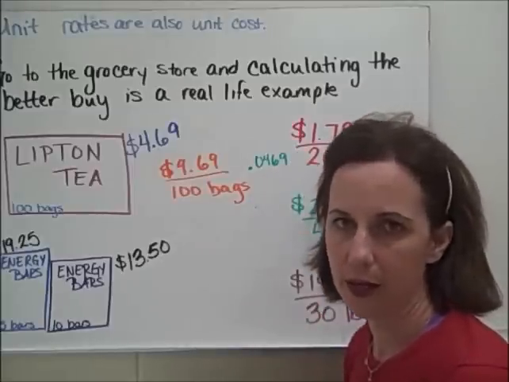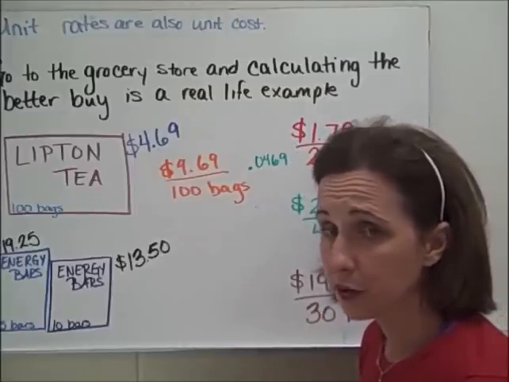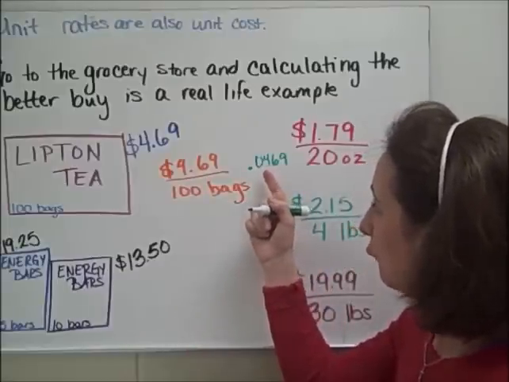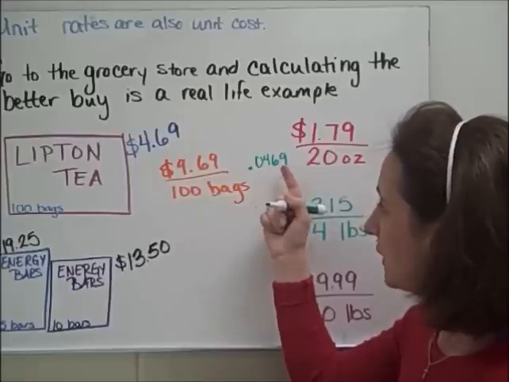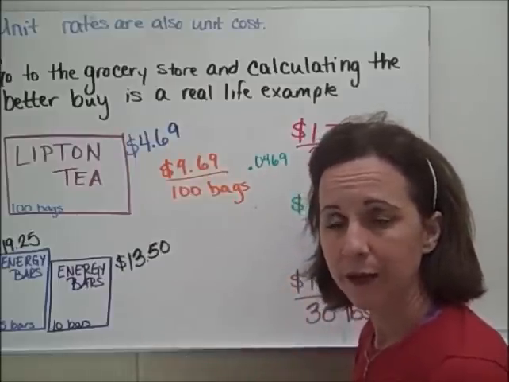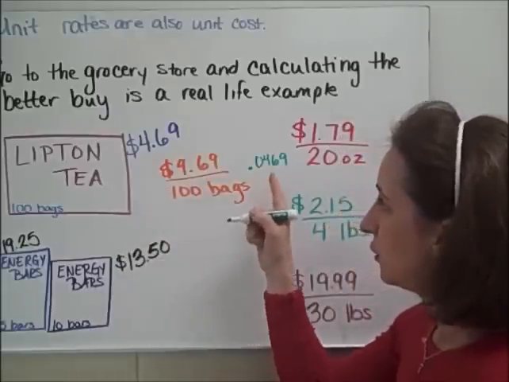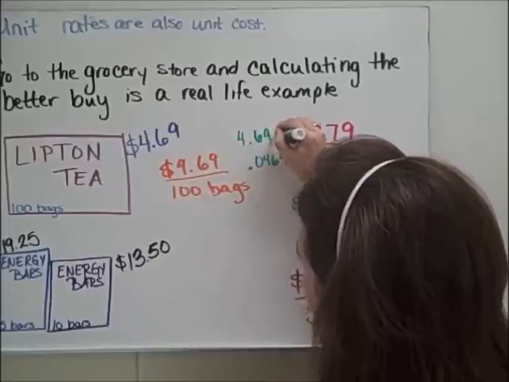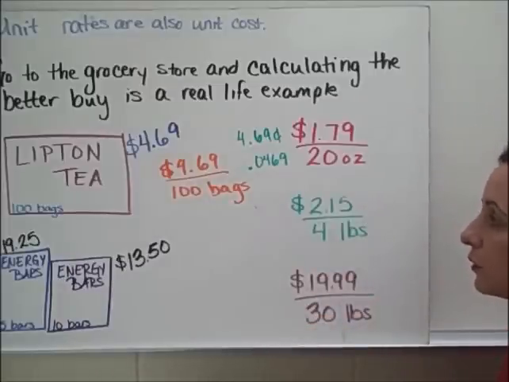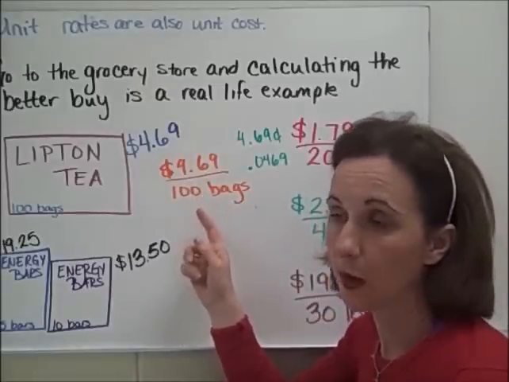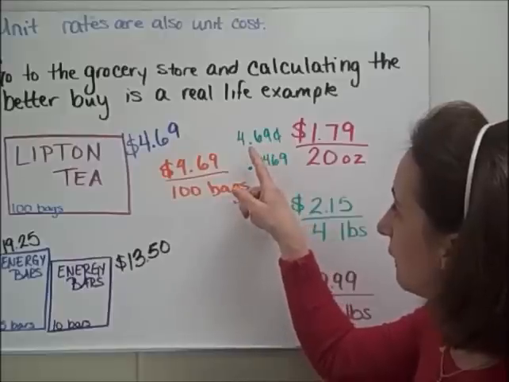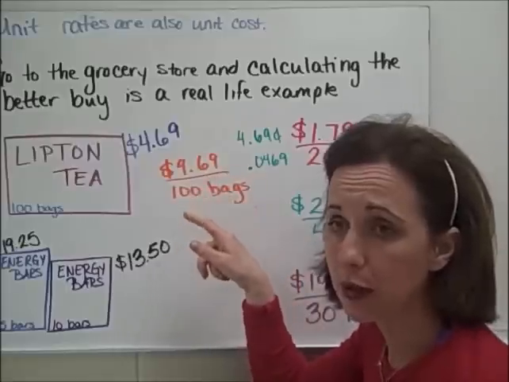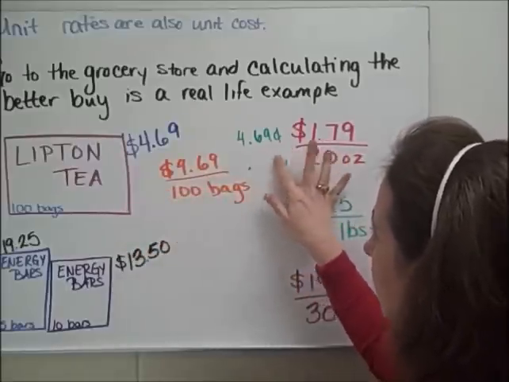That is what my calculator says. At the grocery store, this would be written with cents. Instead of saying 469 ten-thousandths of a dollar, they would change it from a dollar sign to a cent sign, and you would actually see it written like this. So where it costs $4.69 for 100 bags, it costs 4.69 cents, which is almost 5 cents per tea bag.